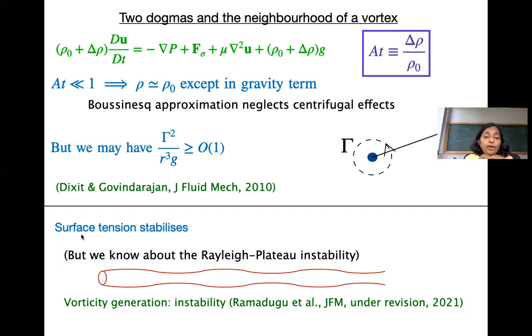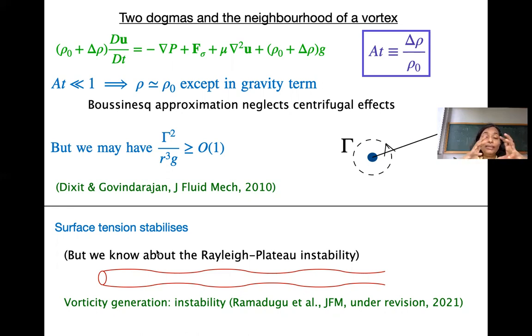The other dogma is, of course, that surface tension stabilizes. This is because you think if you have a very low wave number, that means high wavelength perturbation, then surface tension doesn't really see the curvature, except when you have very, very short wavelength perturbations. Then surface tension hates this increase in the interface length and it tries to stabilize it. So we know from long ago that this argument doesn't work in 3 dimensions.